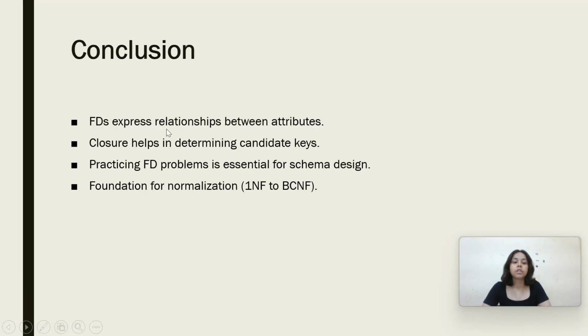Now the conclusion. Using functional dependencies, we can express a relationship between attributes. We can also determine the closure of the attributes, which helps in determining the candidate keys. We can also use them for the schema design of the database, and we can find the normalization using functional dependencies, as it is a basic part of finding the normalization of a database. Actually, the foundation for normalizing a database is functional dependencies.